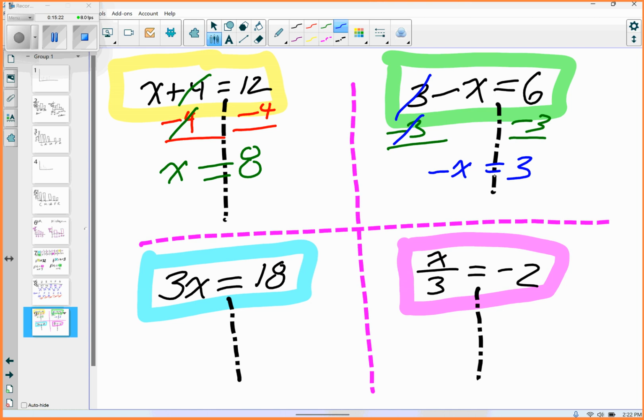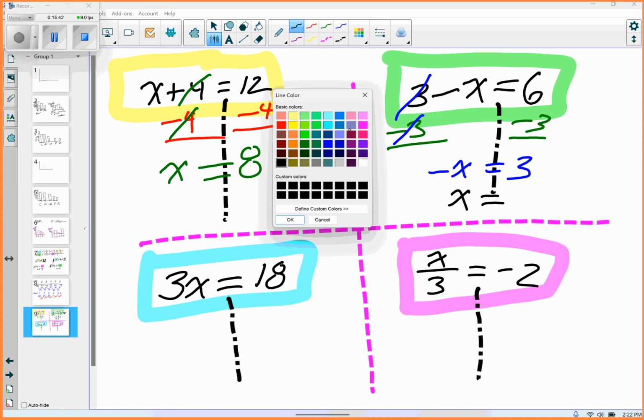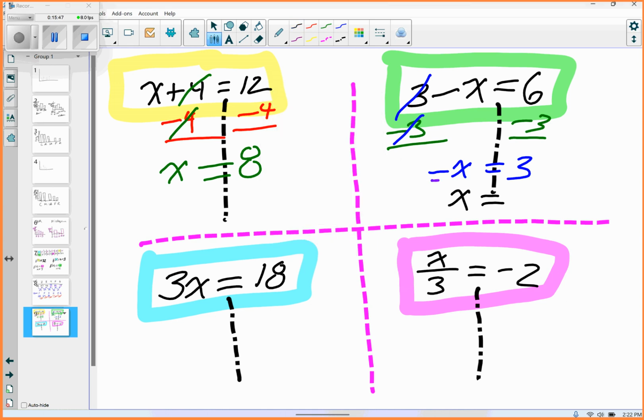So how am I going to get that to be what I want? I want it to be x equals something. So three minus eight, we're going to do, divided by negative 1. Okay. Let's make this the most obscure color. Purple would be fun. I'm going to go with purple. If I divide both sides by negative 1, I wind up getting x equals negative 3.